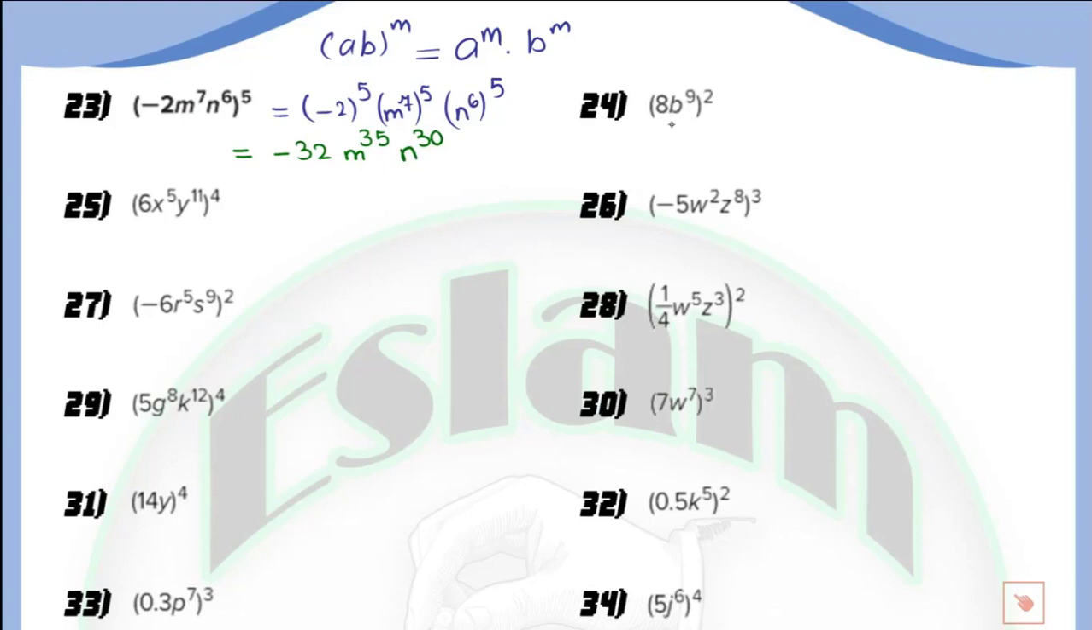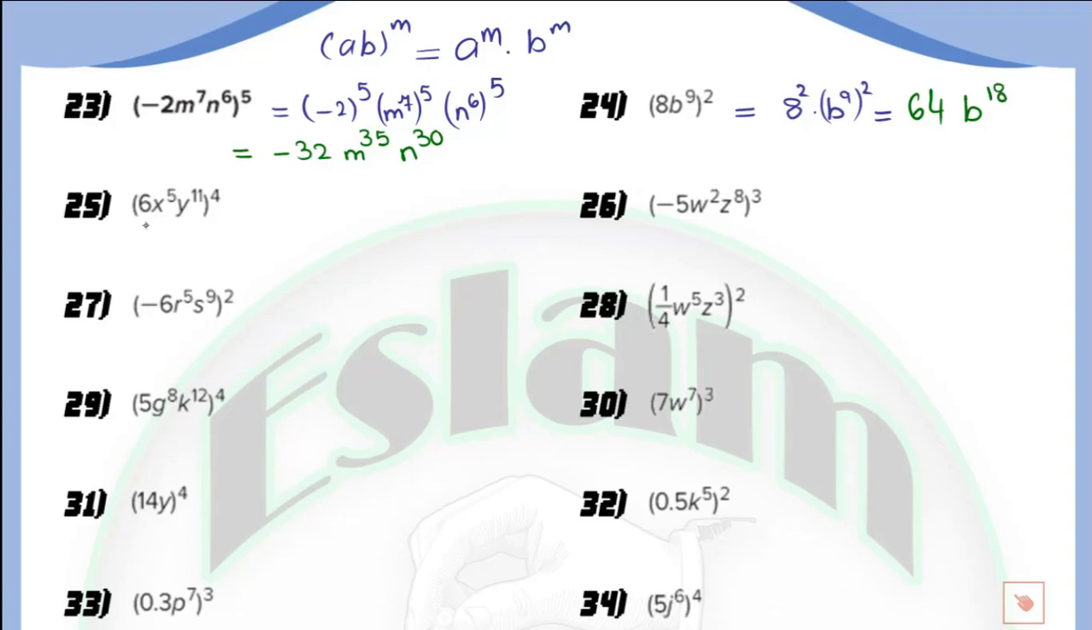By the same way we have question number 24: 8b to the power 9, all to the power 2. It will be 8 to the power 2 times b to the power 9, all to the power 2. So 8 to the power 2 equals 64. And we will write b, 9 times 2 equals 18. With the power of a power, we just multiply them.